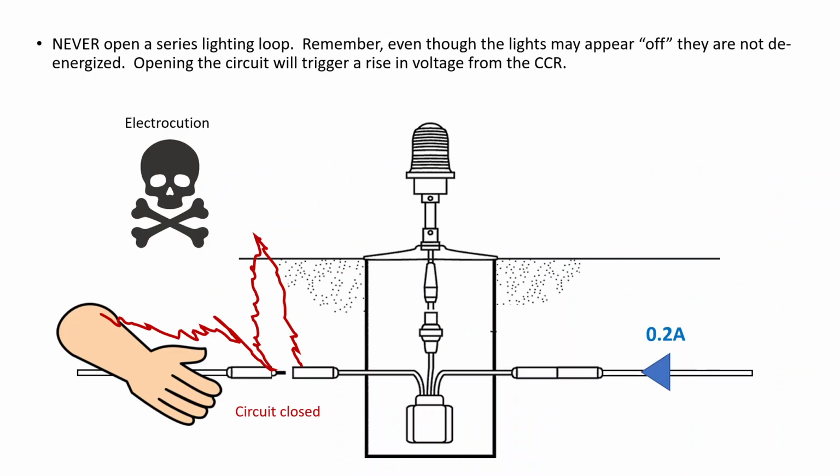Never open a series lighting loop. Remember, even though the lights may appear off, they are not de-energized. Opening the circuit will trigger a rise in voltage from the CCR.